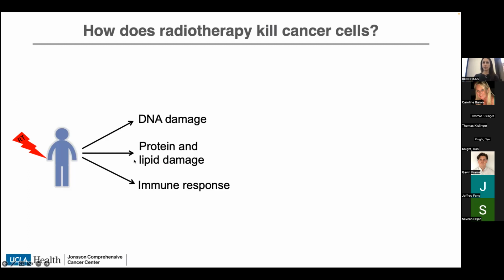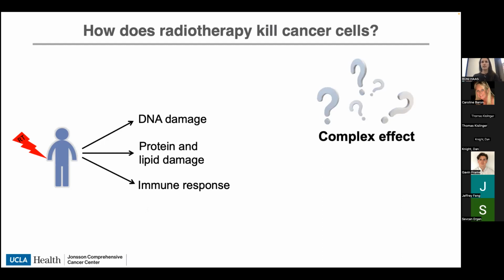There are also proteins and lipids in the cell and also other molecules. And finally, radiotherapy can also trigger the immune system to fight against the primary tumor, but also against the tumor metastases under a phenomenon called abscopal effect. Taken together, the effect of radiotherapy on the cell is wide and involves multiple factors.